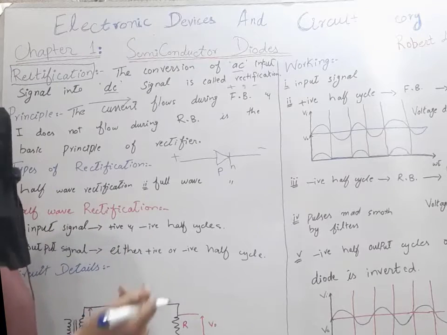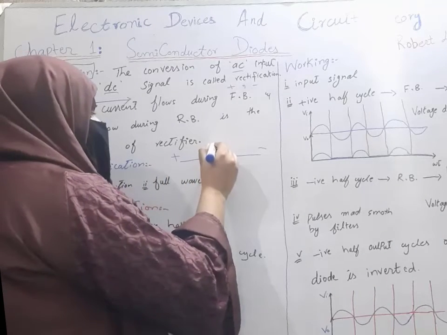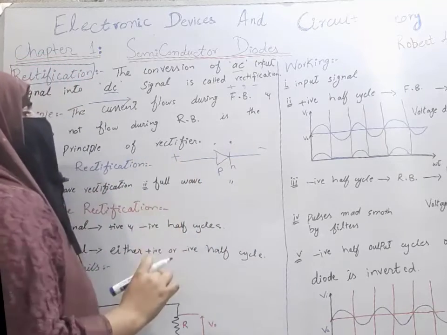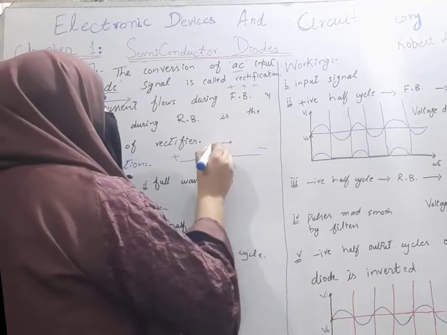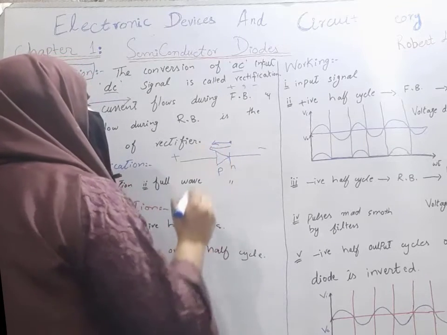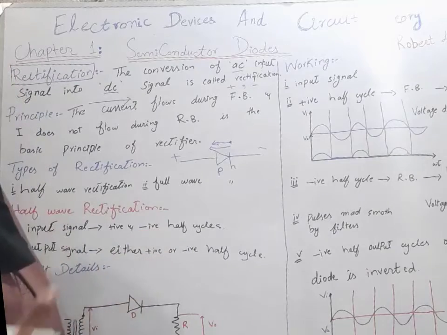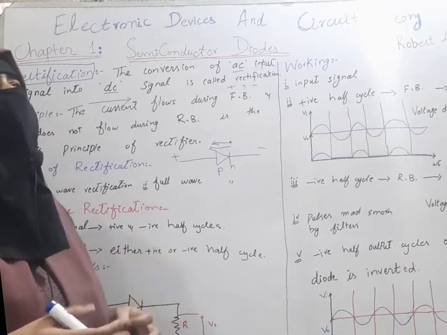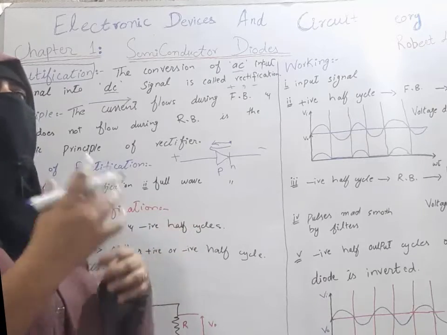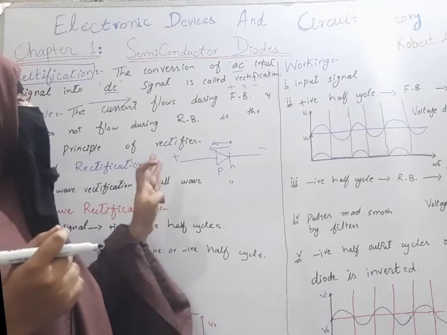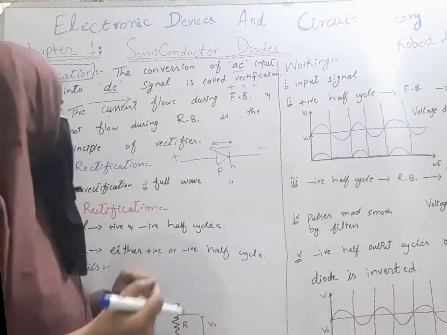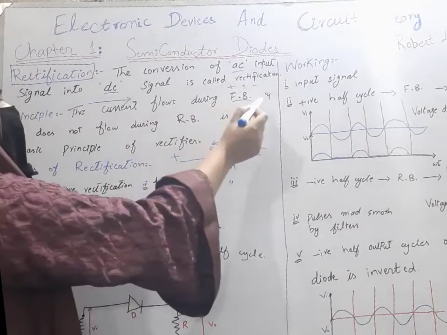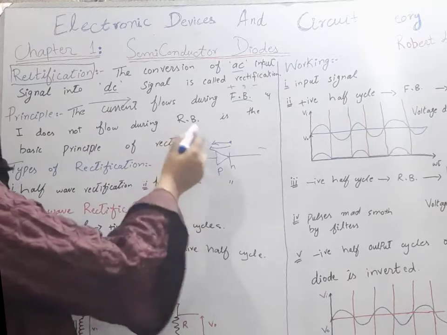Why does it flow current? Because P type has the holes and N type has the electrons. When we connect to the positive terminal of the battery, all of the electrons will flow towards the positive terminal of the battery. In books we consider the conventional current, which flows from positive to negative, but actually the current flows because of electrons. So current flows during forward biasing, but current does not flow during reverse bias.